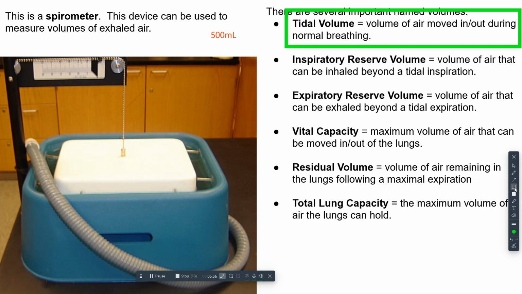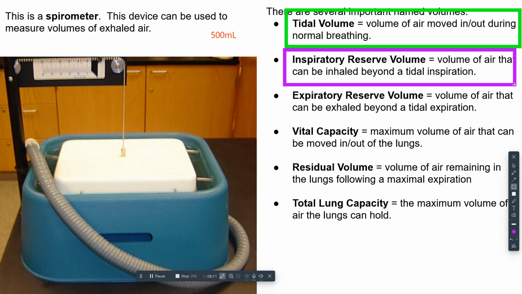Obviously, you can breathe in more air. So let's say you breathe in normally, that would be tidal, but then you keep breathing in. That additional volume of air you're breathing in, above and beyond a tidal inspiration, is called your inspiratory reserve volume. So it's like you breathe in normally, quietly, and then you take in more air and you fill your lungs.